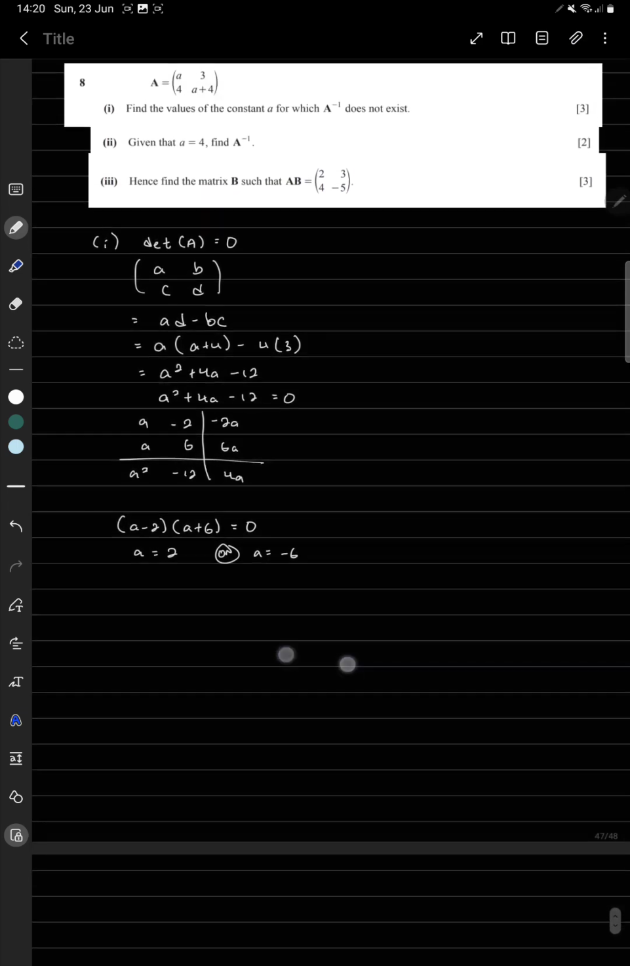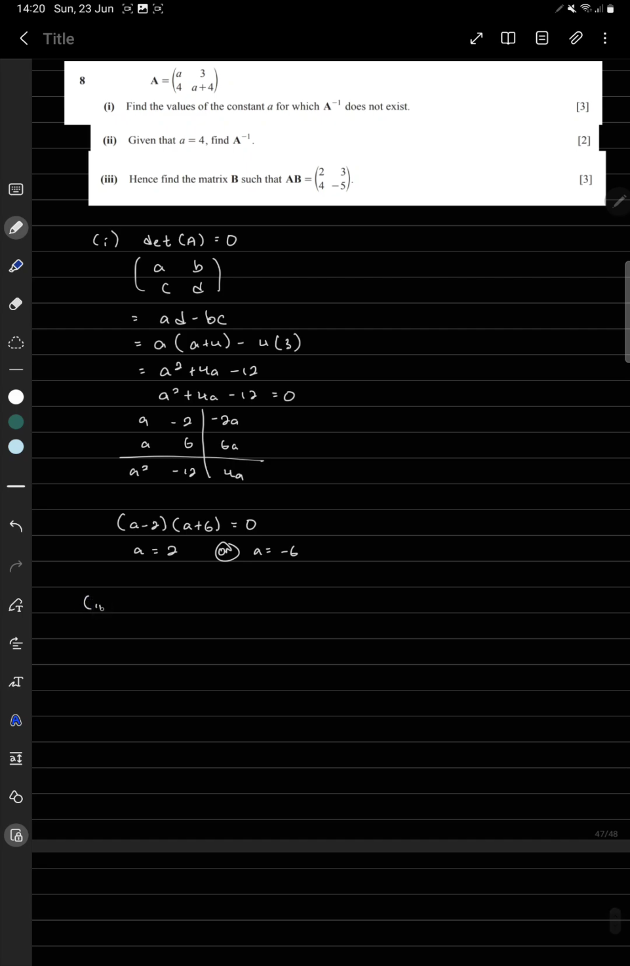Then moving on to the next part, for part 2, it's given that a is equal to 4. Now we need to find A inverse. If a is equal to 4, we need to finalize our matrix here. So we have 4, 3, 4, and then 4 plus 4 is 8. First, we find the determinant. The determinant of A is 4 times 8 minus 4 times 3, and that gives you 20.